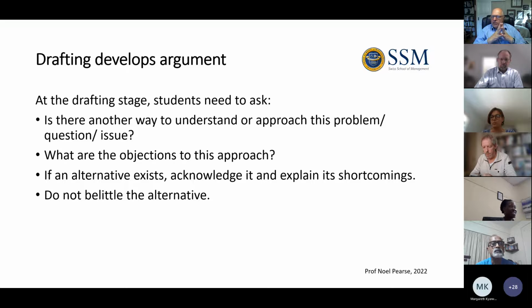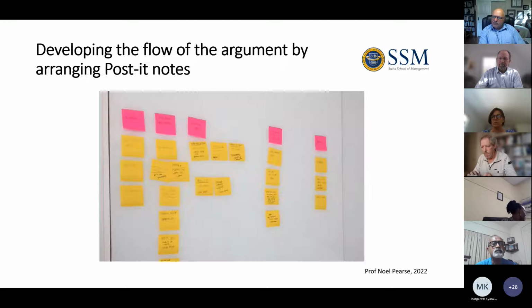Question: what are the objections to this approach? What will people object to? If alternatives exist, acknowledge them and explain their shortcomings, and do not belittle alternatives. You can use Post-it notes on a board to create these flows and arguments.